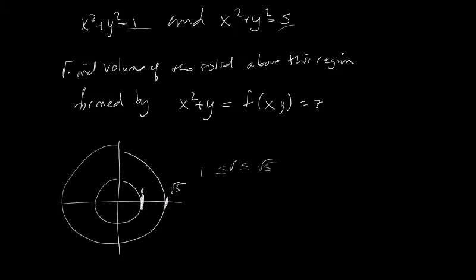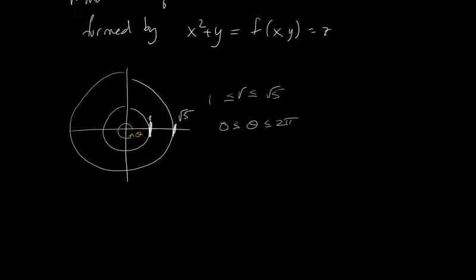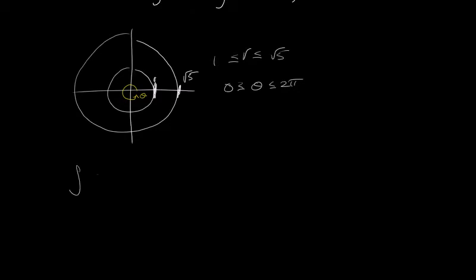Now our theta here is going to go all the way around, from 0 to 2 pi. So we have 0 less than or equal to theta less than or equal to 2 pi. So let's go ahead and set it up. Our integral is going to be from 0 to 2 pi, that's our theta, and our radius goes from 1 to square root of 5. In this case, it's very nice. They're constant. We don't have radius as a function of theta.